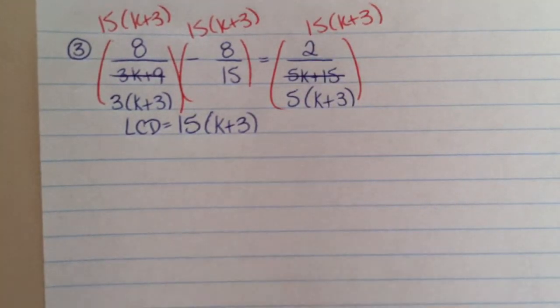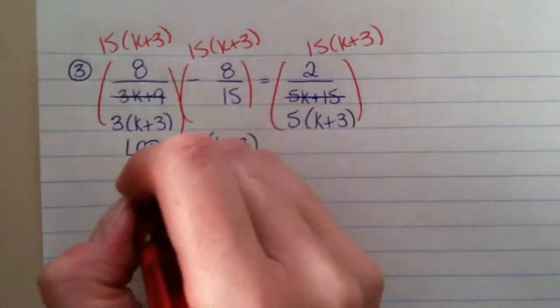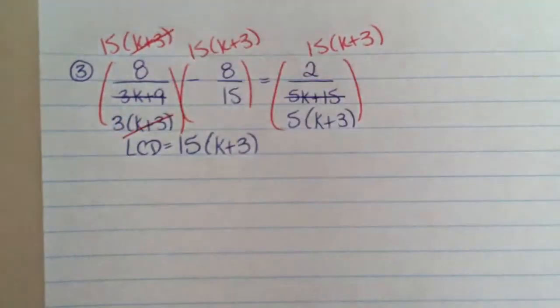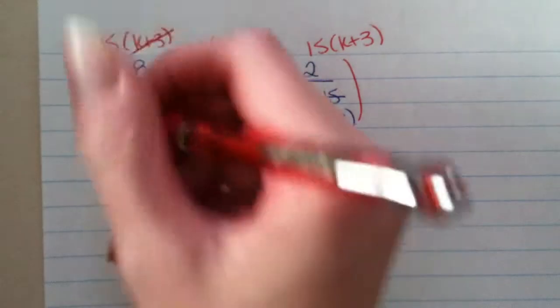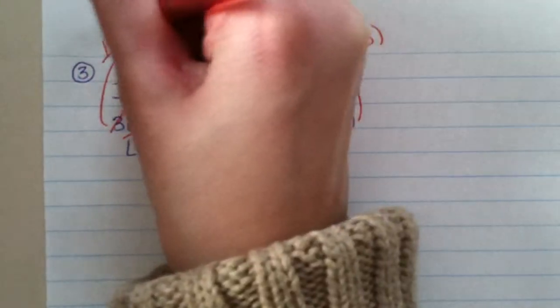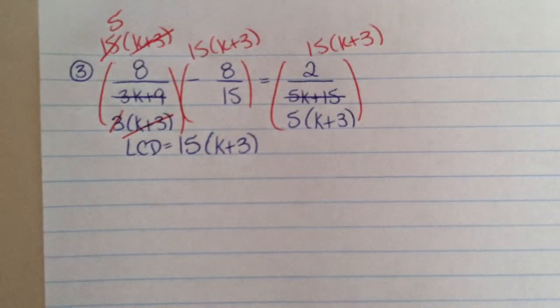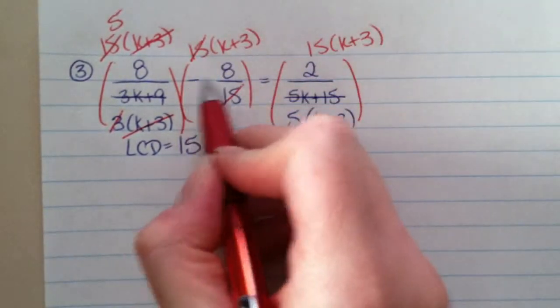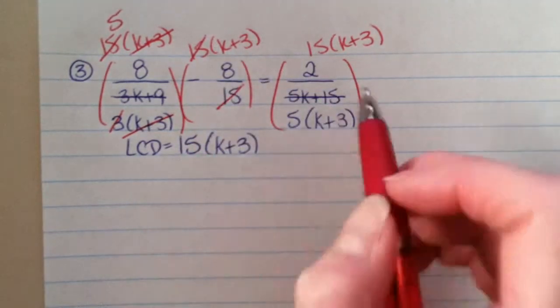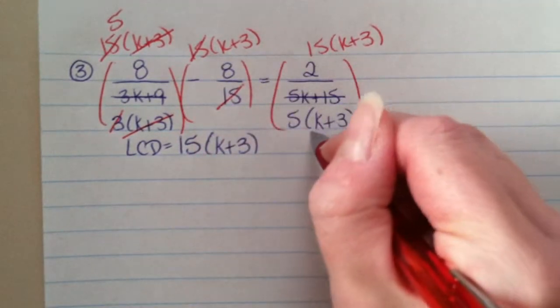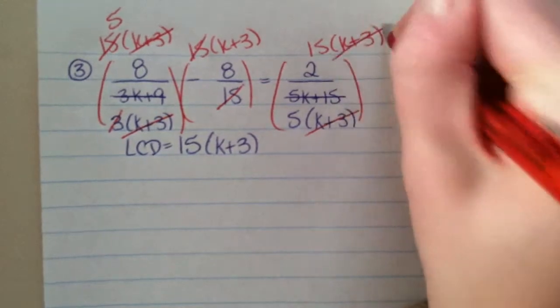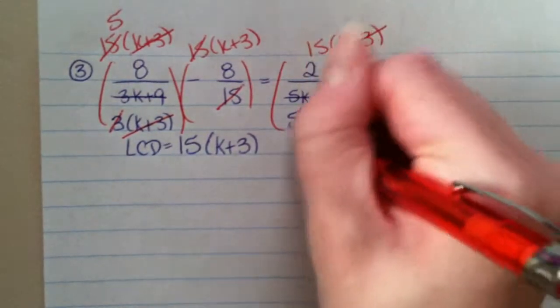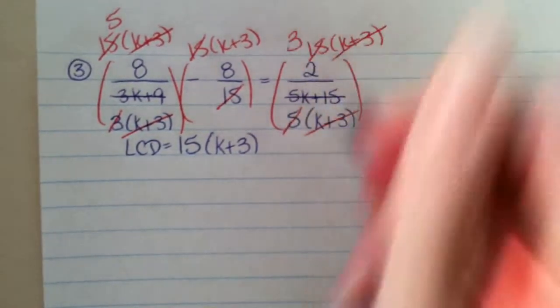So I'm going to reduce. For the first term, the k plus 3's drop each other out. 15 over 3, all I'm left with is 5 for the first term. Negative 18 fifths, 15ths, excuse me. The 15ths drop. I'm left with now negative 8 times k plus 3. And for the last term, I have k plus 3 dropping each other out. 15 over 5 leaves me with 3.